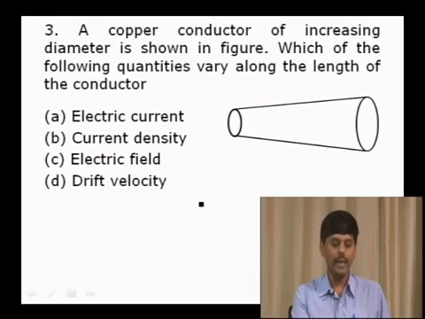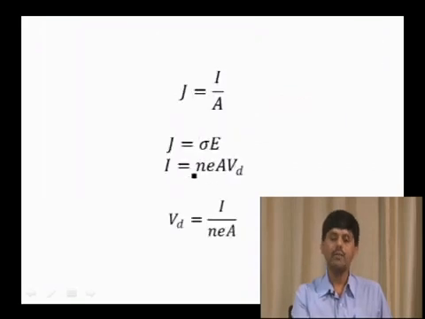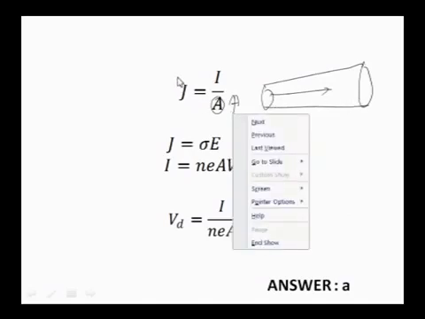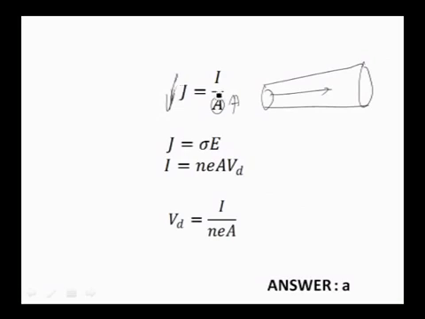We have the expressions for current, current density, electric field and drift velocity. Current density is current per unit area, and in terms of electric field, J is equal to sigma E, and I is equal to NEA Vd, so Vd is equal to I divided by NEA. In this case, the area goes on increasing as you move along. If area increases, the current density decreases. Here, current density decreases, so the electric field decreases.